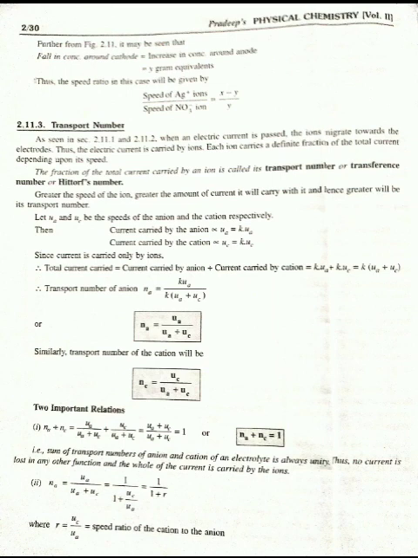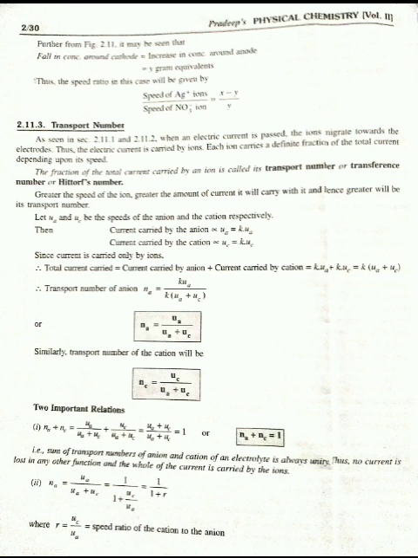Two important relations. First, Na plus Nc is equal to UA upon UA plus UC plus UC upon UA plus UC, which is equal to UA plus UC upon UA plus UC, equal to 1, or Na plus Nc is equal to 1. That is, the sum of transport numbers of the anion and cation of an electrolyte is always unity. Thus, no current is lost in any other fraction and the whole of the current is carried by the ions.